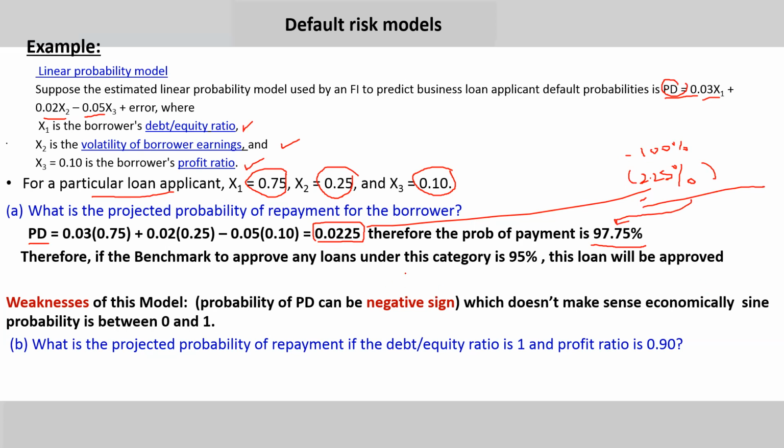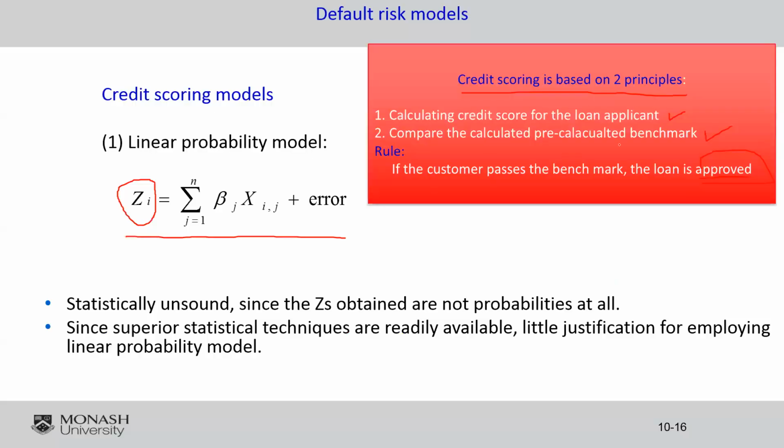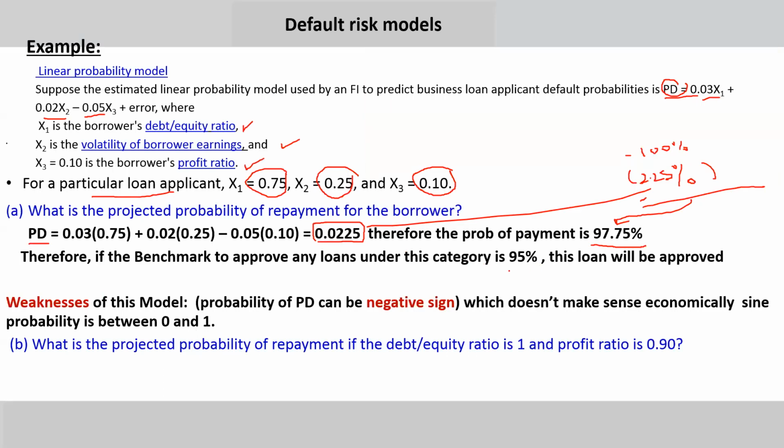So in this case, if you have already put a benchmark, remember, you have to calculate the score, which we calculated, and it is 2.25% probability of defaulting. Then you compare it to the pre-calculated benchmark. The pre-calculated benchmark is 95. It looks like you will accept this loan because the probability of payment is more than 95%. So actually, we will approve this one.